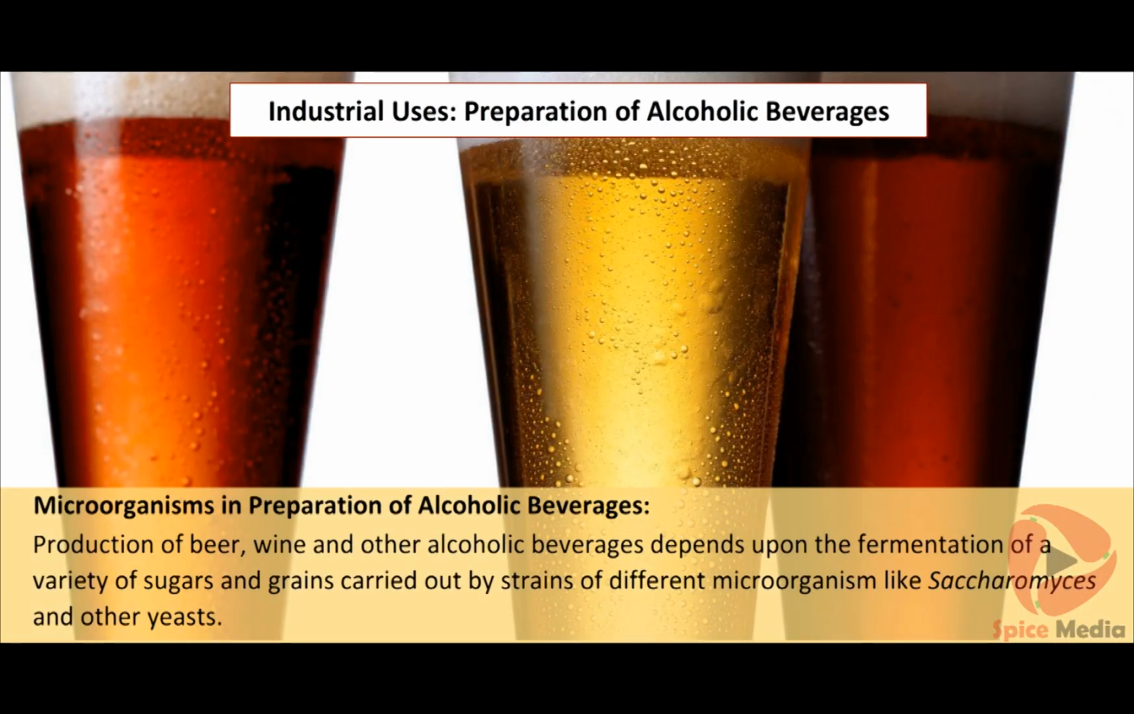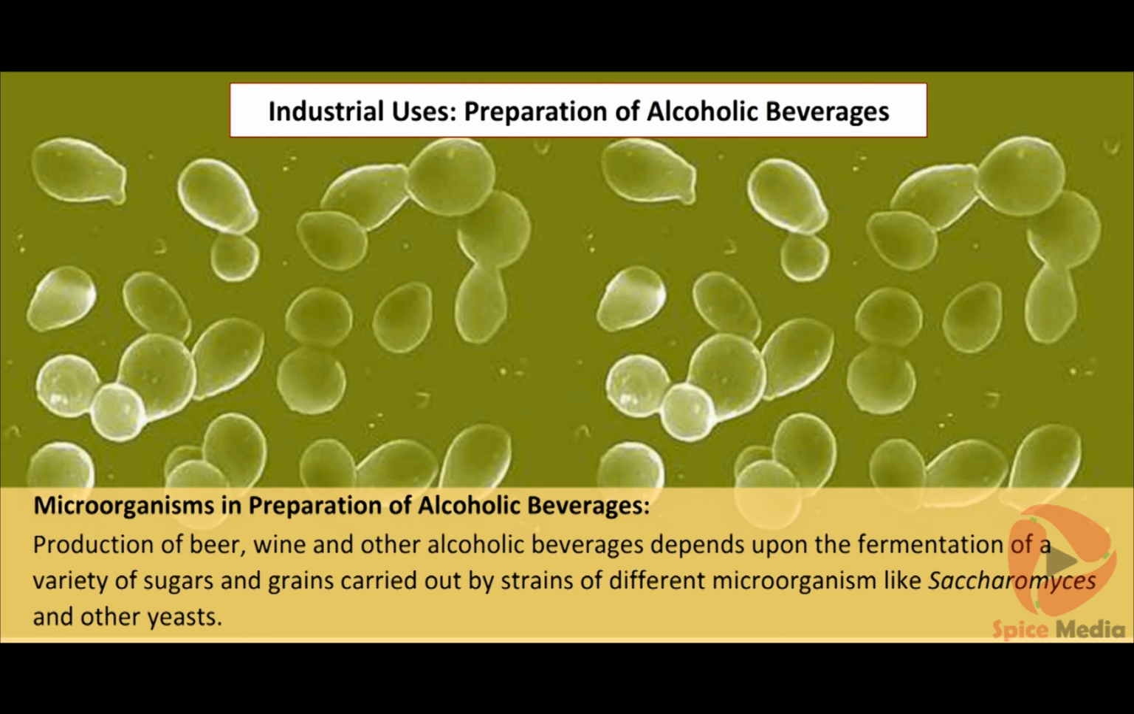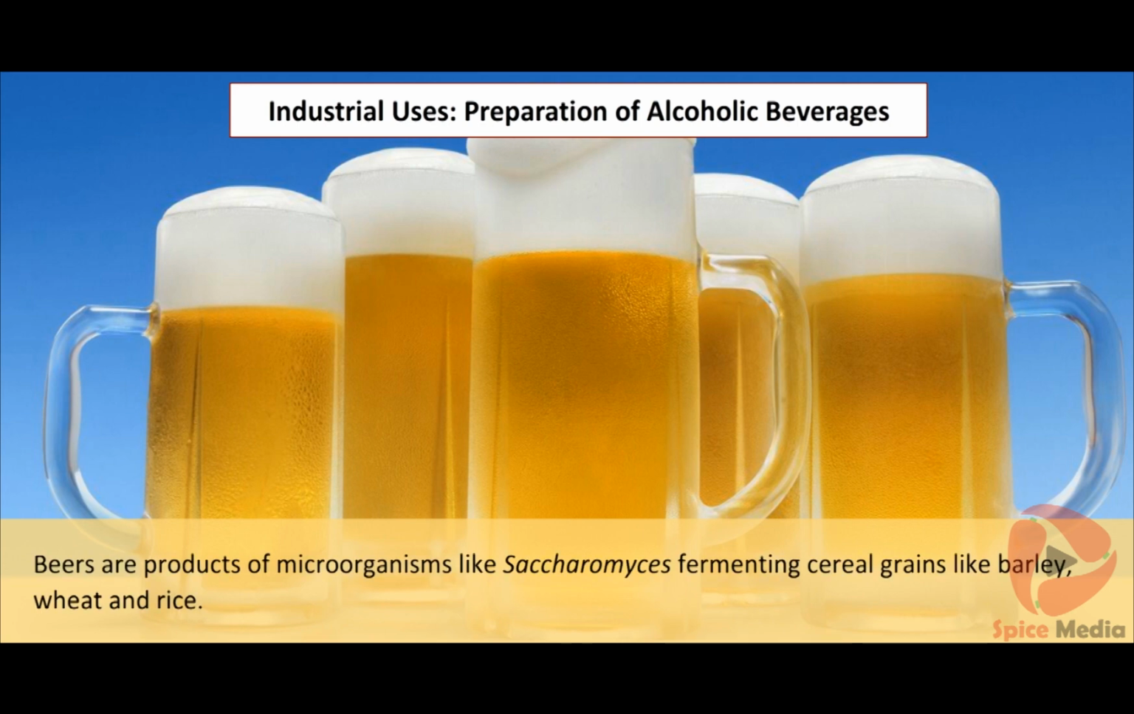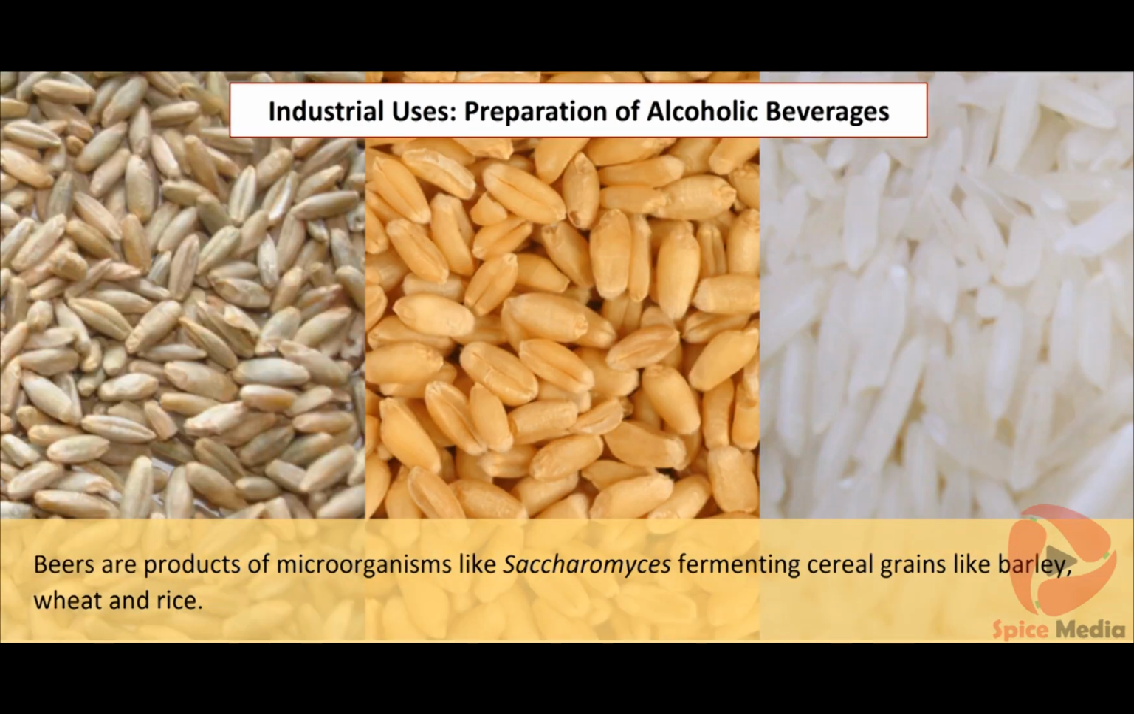Production of beer, wine, and other alcoholic beverages depends upon the fermentation of a variety of sugars and grains carried out by strains of different microorganisms like Saccharomyces and other yeasts. Fermentation is a kind of respiration carried out by yeast cells in the absence of oxygen. When oxygen is absent, yeast cells use sugars as a source of energy and convert sugar into alcohol and carbon dioxide. Beers are products of microorganisms like Saccharomyces fermenting cereal grains like barley, wheat, and rice.